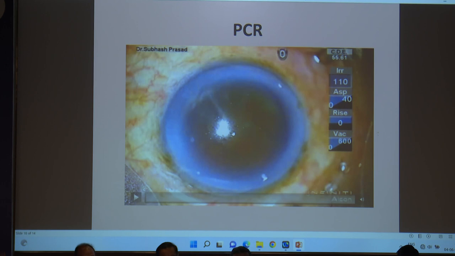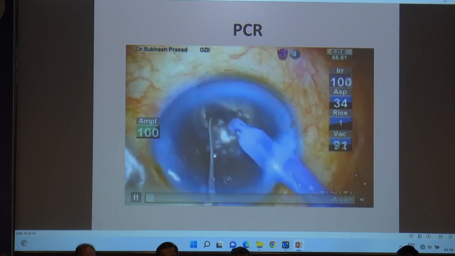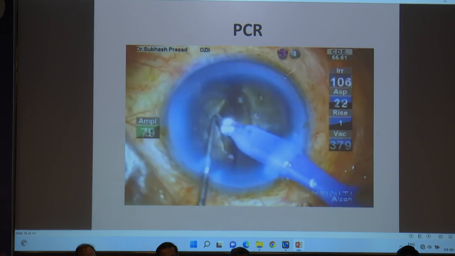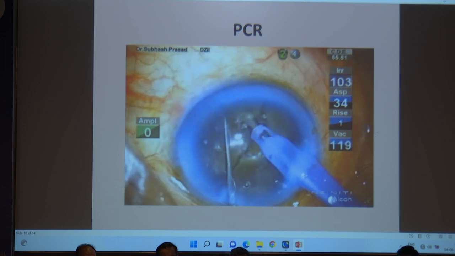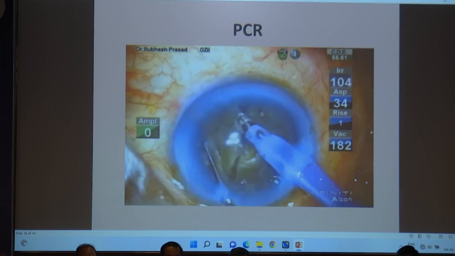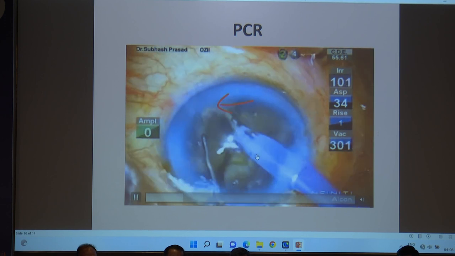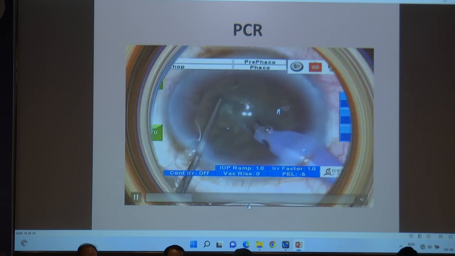Another one which has already been shown by so many previous speakers. This is a case of a very hard cataract. The two halves were made, but while I was trying to do the chopping for the third piece, suddenly there was a deepening of the anterior chamber, and that gave me a clue that probably a posterior capsule rent has occurred. So you can observe here, suddenly the chamber deepens. This is one of the signs of posterior capsule rupture.